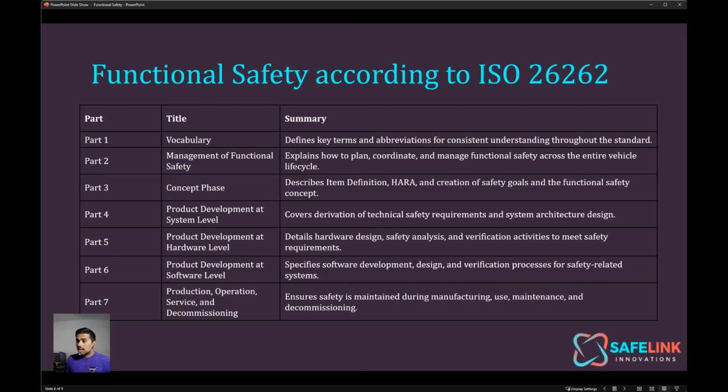Part 6 is the product development at the software level. It is how should I develop safe software? What kind of safety analysis do I do around it? What kind of testing should I perform?